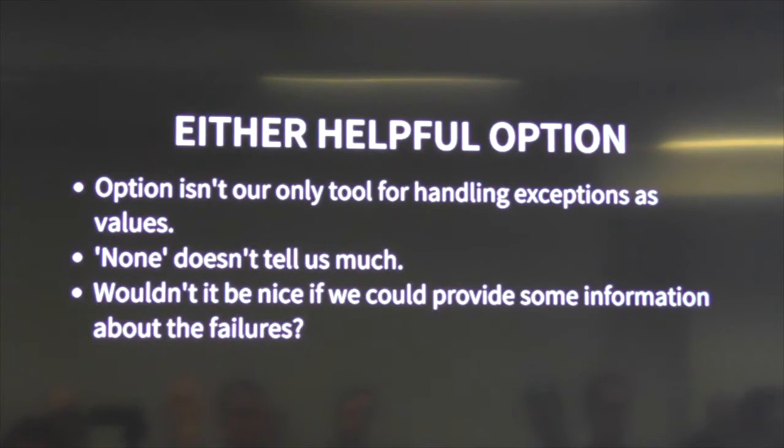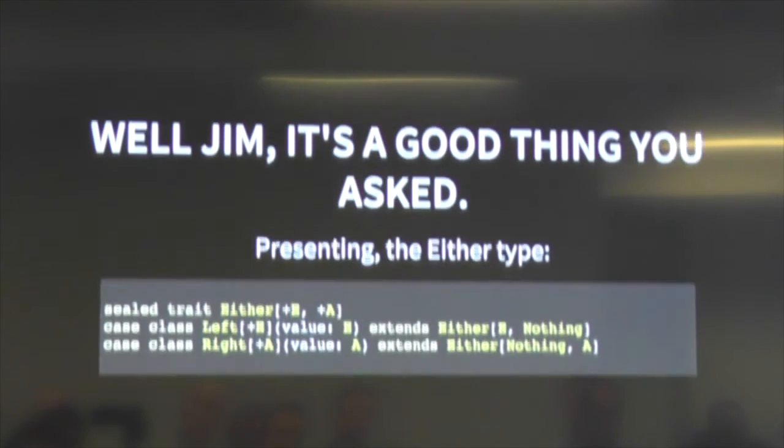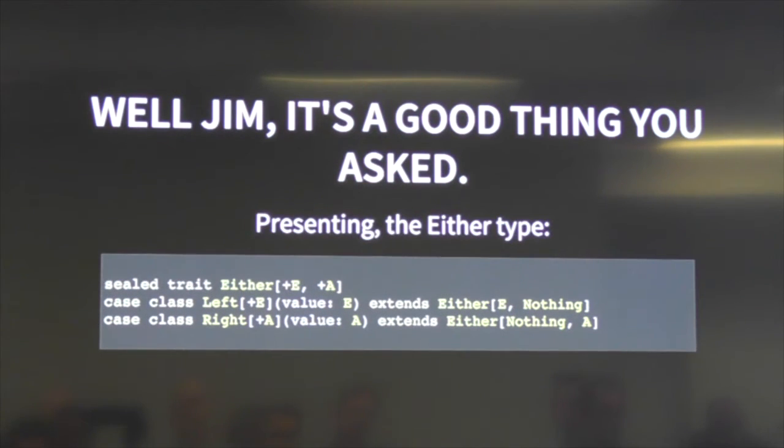But naturally, Option isn't our only option. None doesn't tell us very much. If you just get a None back and you've been chaining your computations together, it doesn't tell you, did the second one fail or did the last one fail? Or did the first one fail? It's hard to tell. So it'd be nice if there was something which we could actually use. And there is. Surprise, surprise.